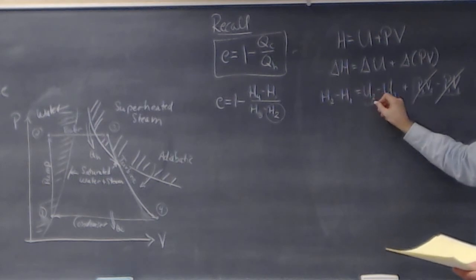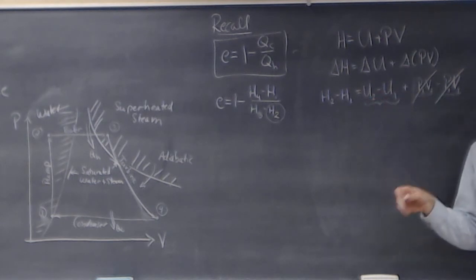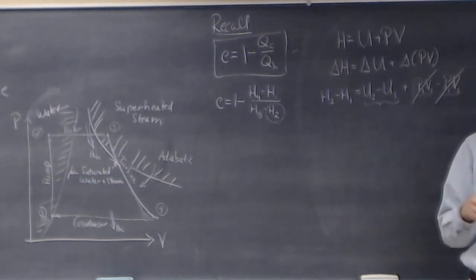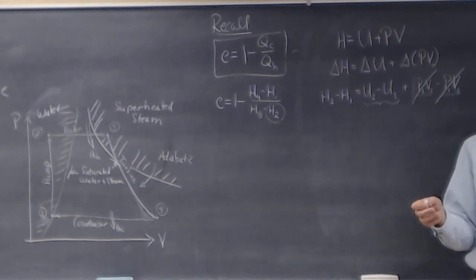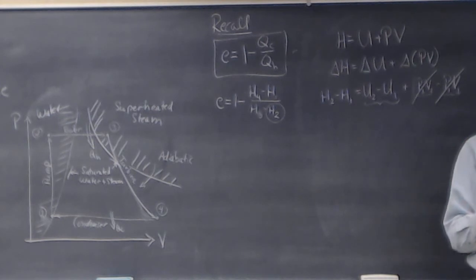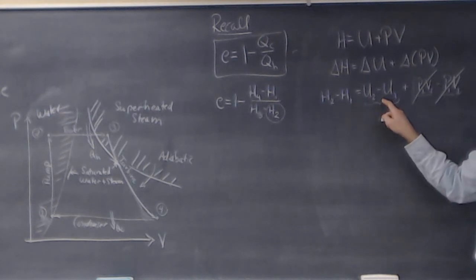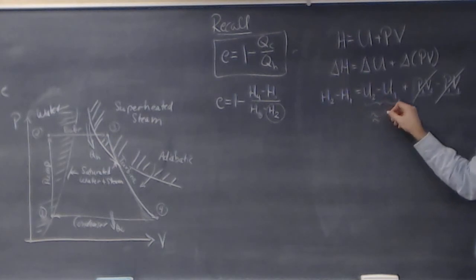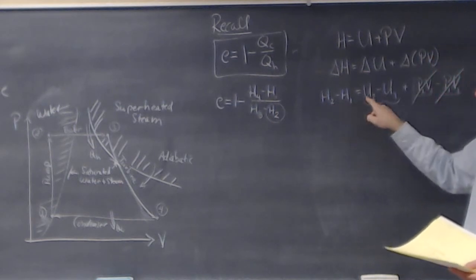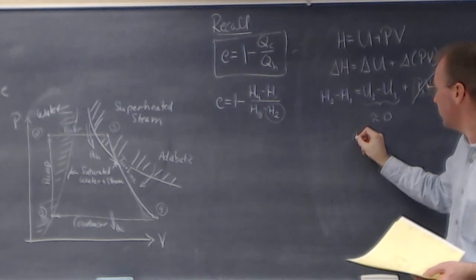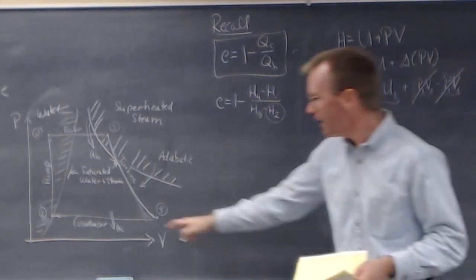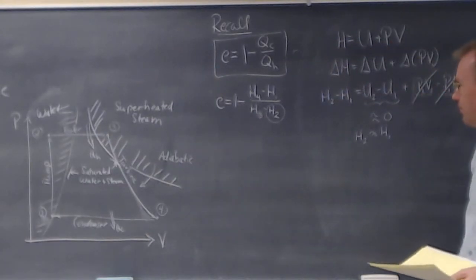The change in the internal energy, the thermal energy of this water, as we increase the pressure, is proportional to the change in temperature, which is not really that much. Pumping it adds very little energy to liquid water. So the difference in the energy here and here is about zero. So H2 minus H1 is about equal to zero. Therefore, H2 is about equal to H1. The enthalpy doesn't change by much as we pump the liquid water up to high pressure.